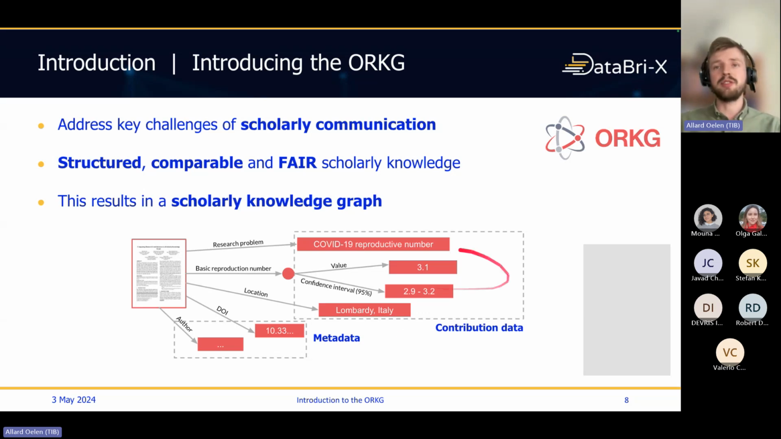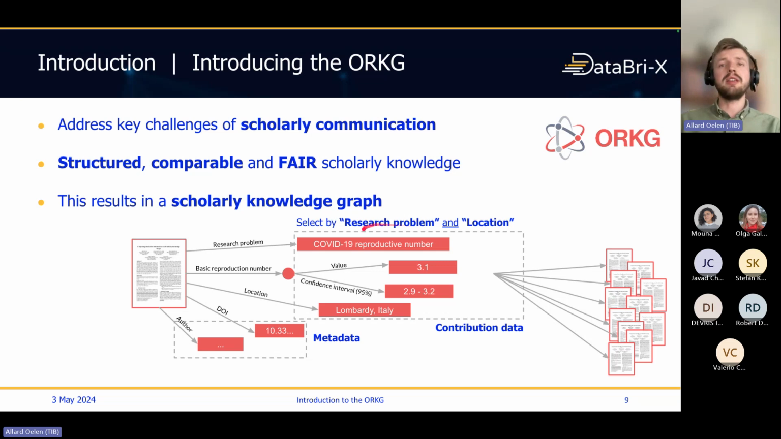But if we would have such a representation, having this search query where we can say, okay, select all papers that are related to the COVID-19 reproductive number, and do this for certain locations or find the locations, we can easily get a set of papers that is a much more fine-grained search. So we don't have tens of thousands of results here. This will be much lower because we're having a very targeted search here.